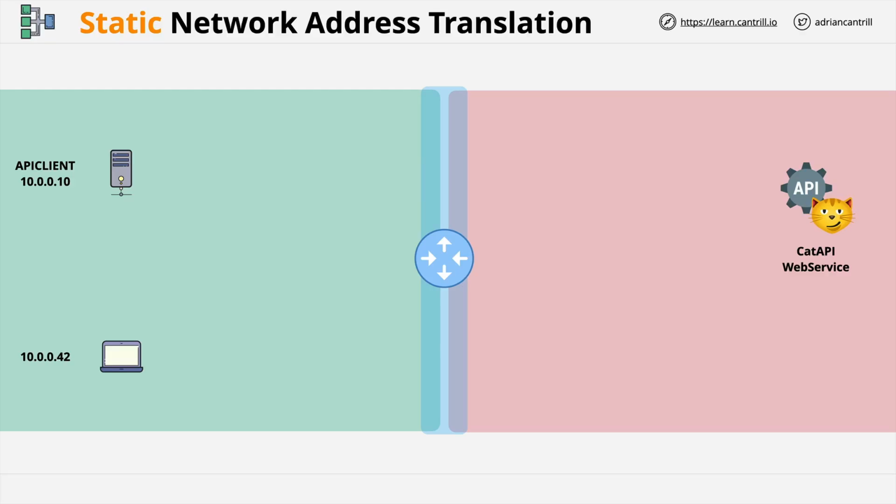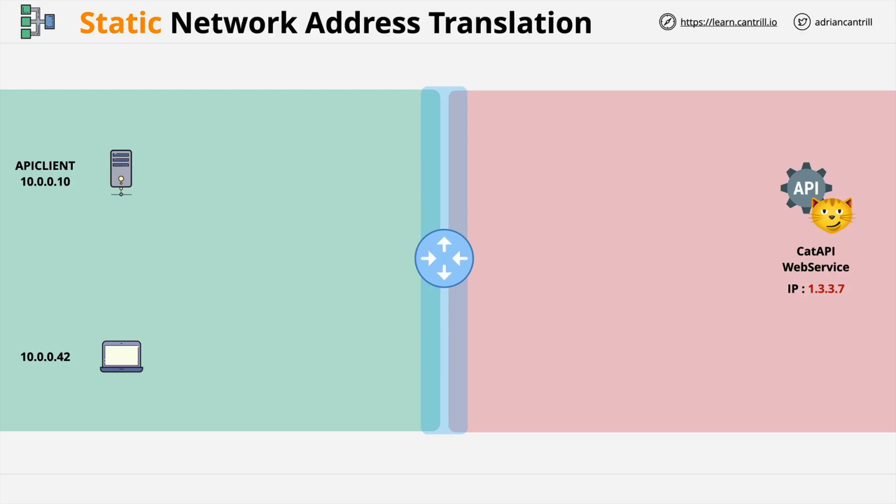Now the CAT API and Netflix both have public IP addresses. In the case of the CAT API, this is 1.3.3.7. So the problem we have with this architecture is that the private addresses can't be routed over the public internet because they're private only. The public addresses of the public internet-based services can't directly communicate with these private addresses because public and private addresses can't communicate over the public internet.